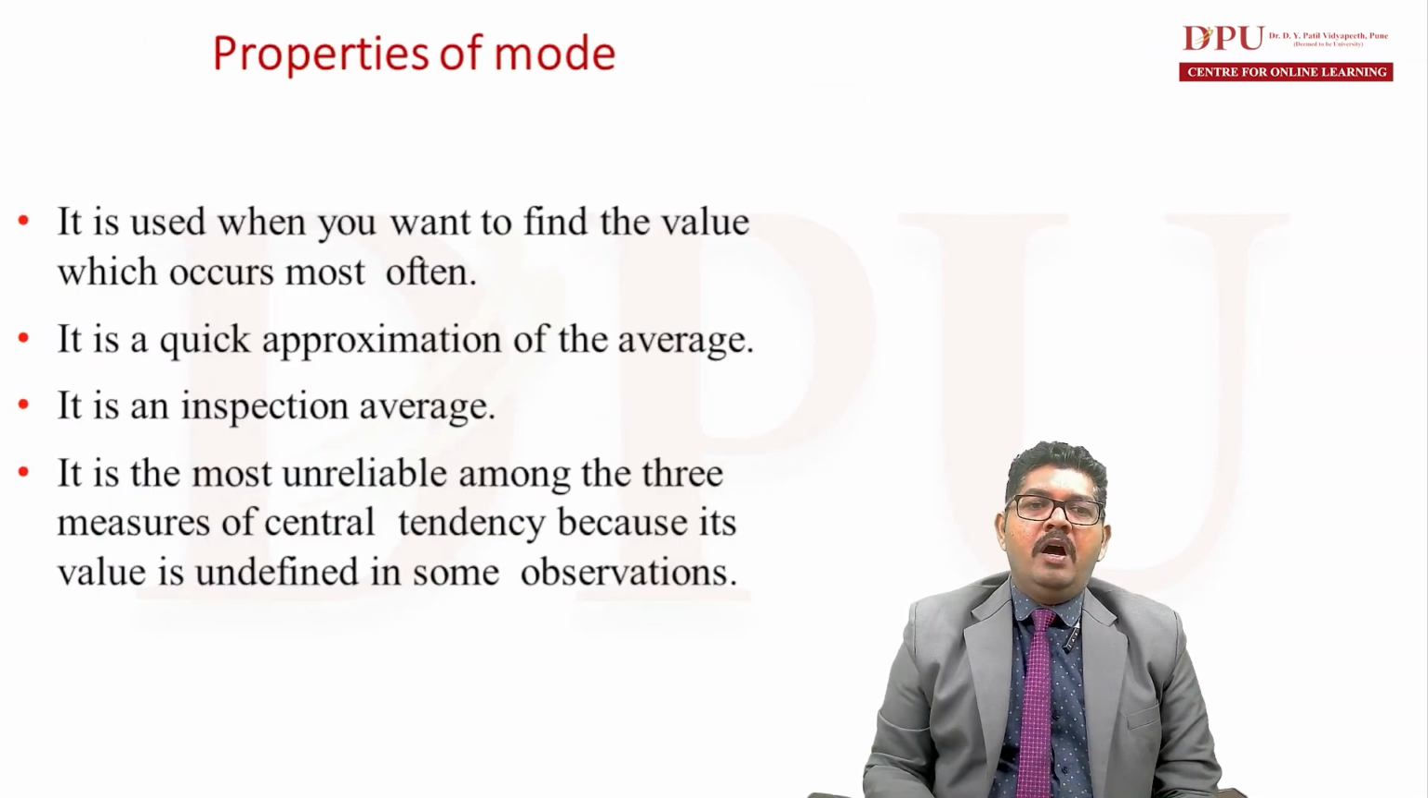Properties of mode. It is used when you want to find the value which occurs most often. It is a quick approximation of the average. It is an inspection average. So by merely looking at the observations, we can find out the mode. It is the most unreliable among the three measures of central tendency because its value is undefined in some observations.